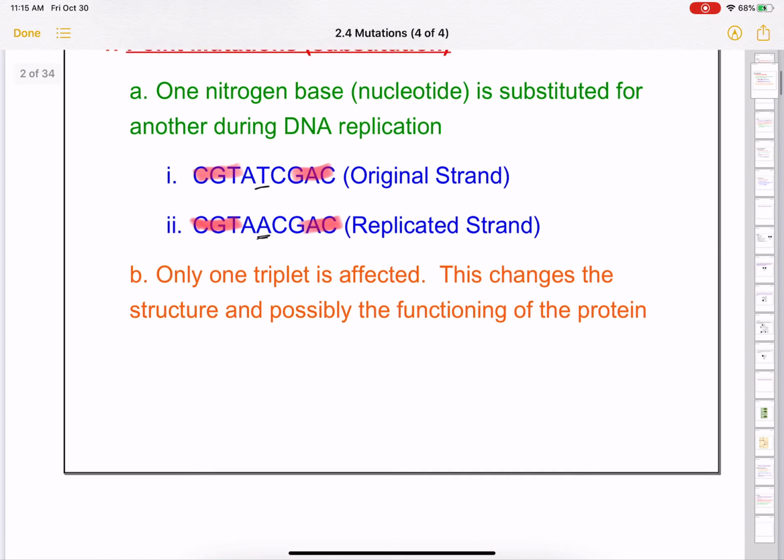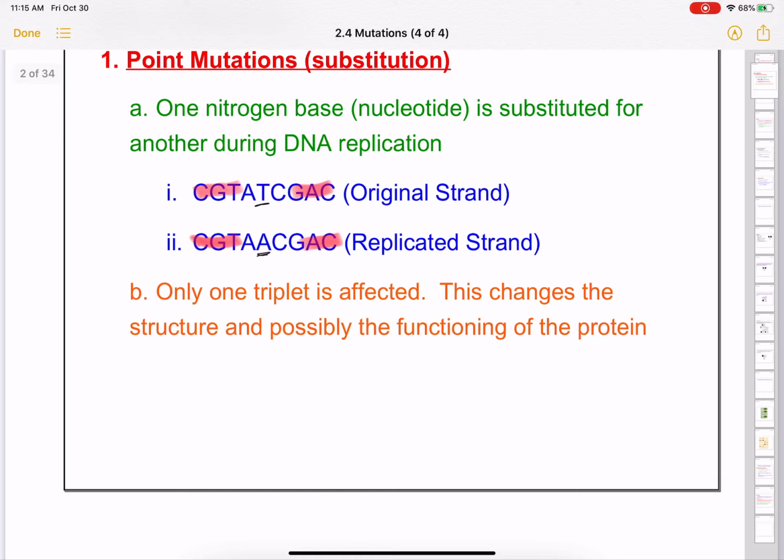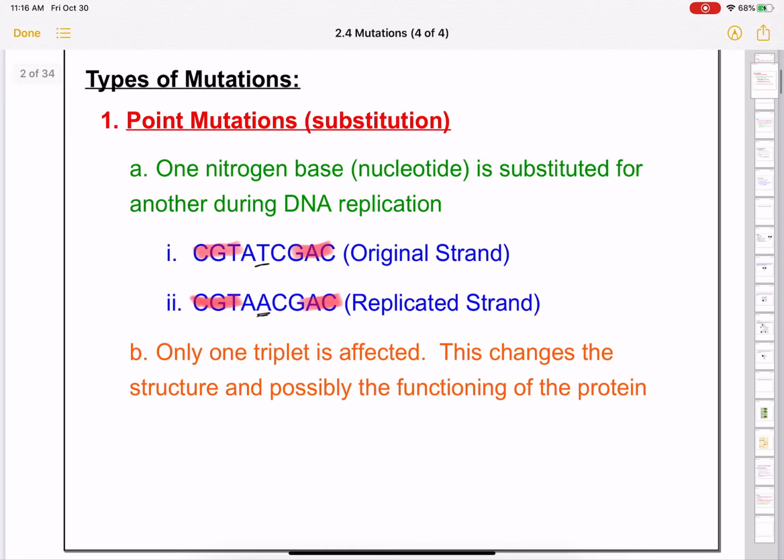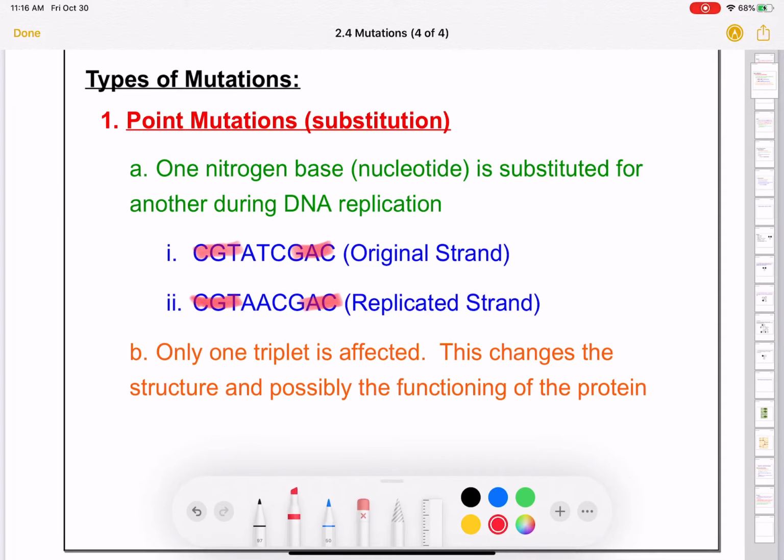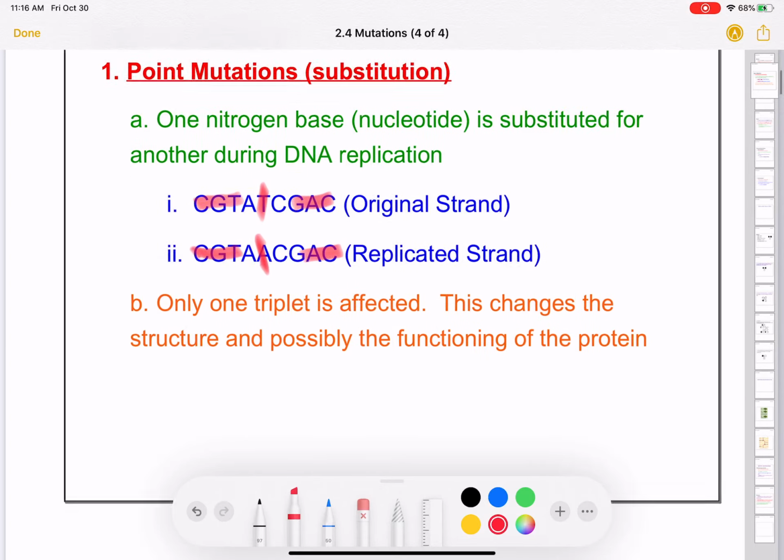There we go. So only one triplet is affected, and this changes the structure and possibly the functioning of the protein. So this could be silent, which I think we're going to get to. So this is just a substitution, subbing an A in for a T. Okay? So that is our difference there. That's a point mutation. So at one point, there's a mutation.